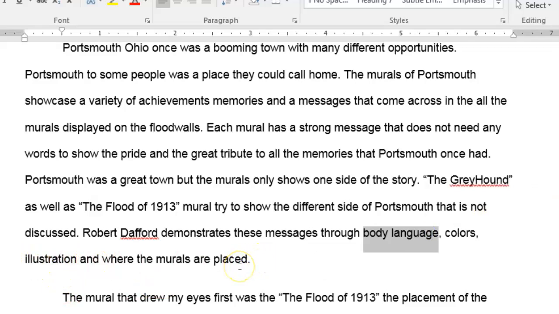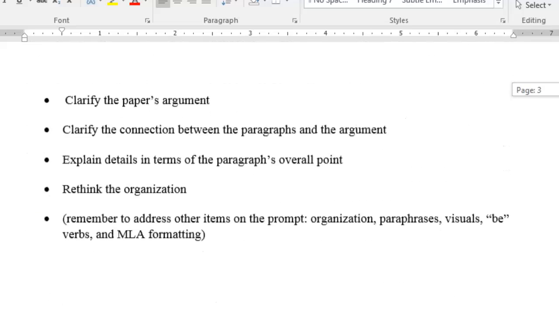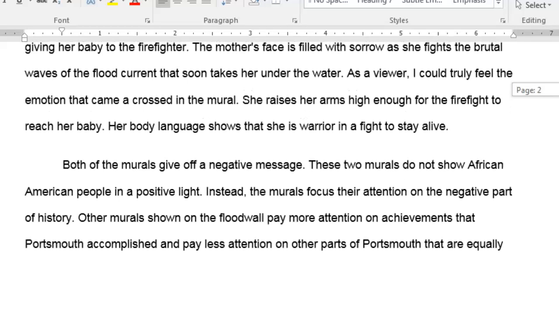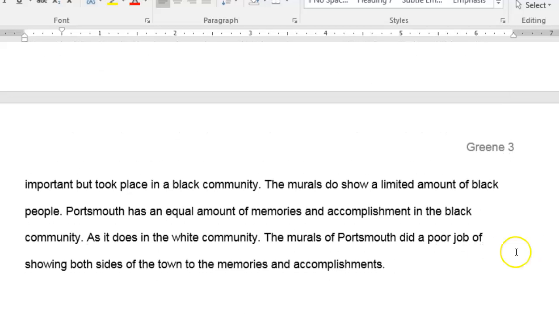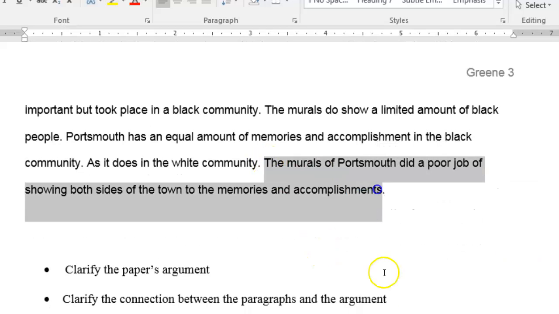But as far as what your paper's argument is, I don't really get that until I get to the end, where there was one sentence that I thought really summed it up. Yeah, here it is. That seems to be your argument: the murals do not do a very good job showing black history in the community. I'm there for that argument.